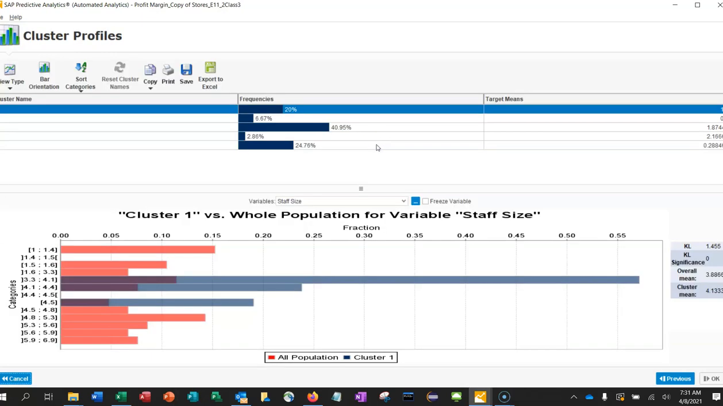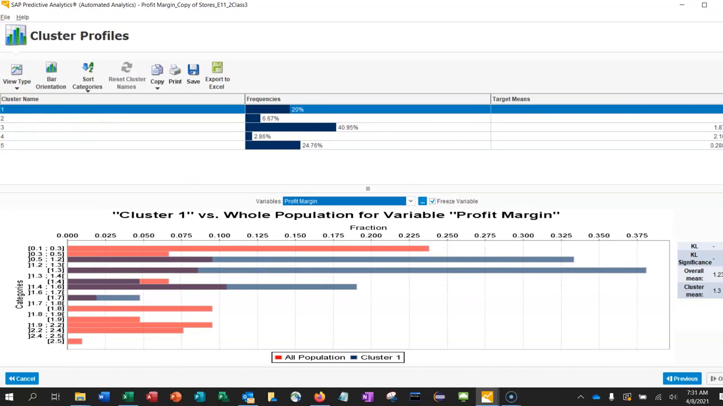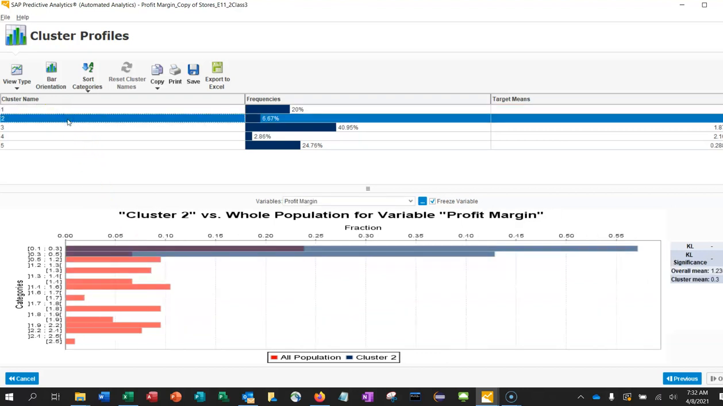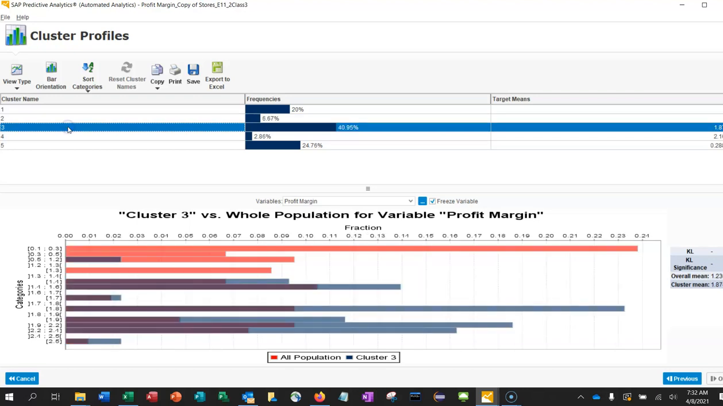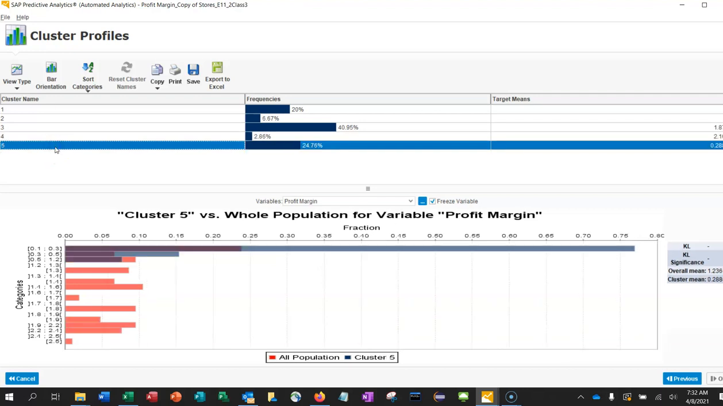Cluster profiles. So we want to freeze the variables. So we can look at the profit margin. This is cluster 1. So all population is red. The cluster 1 is towards the lower end. Cluster 2 is the lowest. Cluster 3 is much better, distributed toward the higher end. Cluster 4 is the highest. And cluster 5 is again the worst.